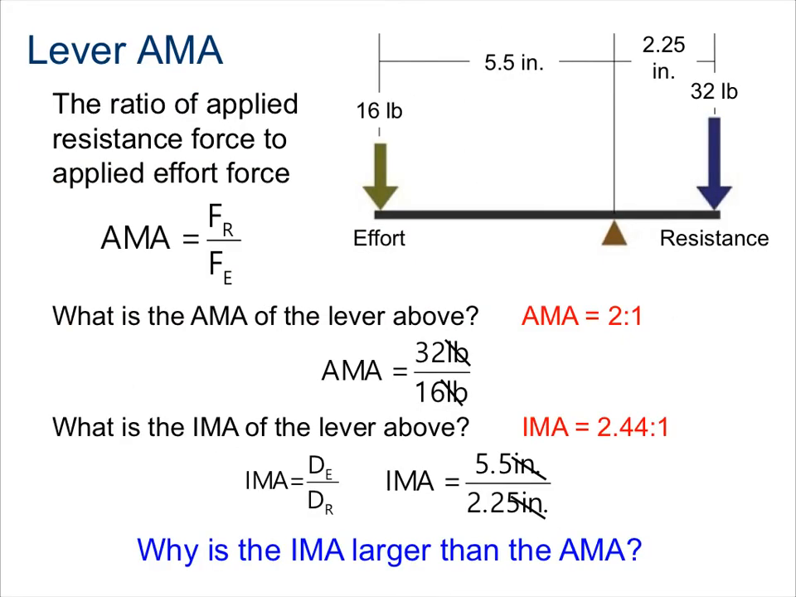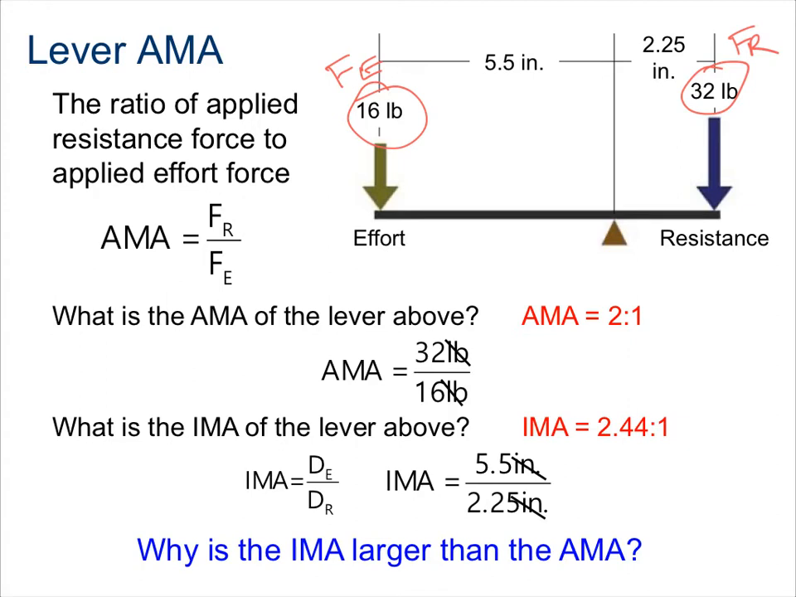In order to calculate the actual mechanical advantage of a lever, we're going to use the ratio of applied resistance force to applied effort force, or simply FR over FE. What is the actual mechanical advantage of the lever above? Well, we have 32 pounds of resistance, that's my FR, 16 pounds of effort, that's my FE. So using our formula, we get 32 pounds divided by 16 pounds. And again, the units should cancel as mechanical advantage is unitless. So we would say that this actual mechanical advantage is 2 to 1.